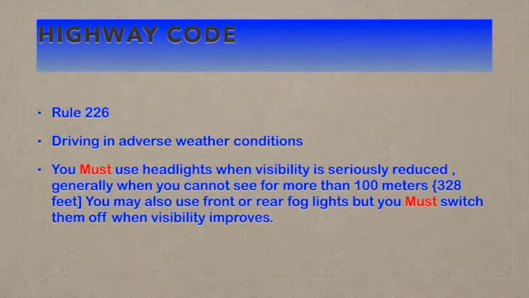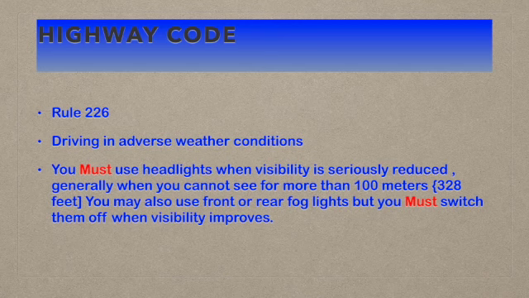Rule 226. Driving in adverse weather conditions. You must use headlights when visibility is seriously reduced, generally when you cannot see for more than 100 metres or 328 feet. You may also use front or rear fog lights, but you must switch them off when visibility improves.